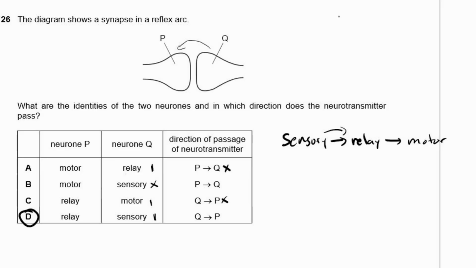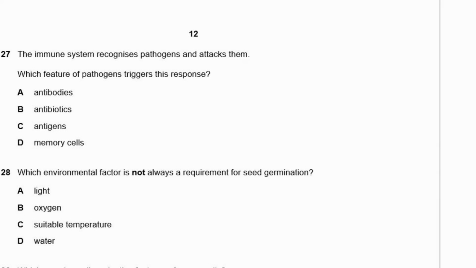Okay, that's it. Question 27. The immune system recognizes pathogens and attacks them. Which feature of pathogens triggers this response? So this has to be something specifically only on pathogens. So antibodies are not produced by pathogens.